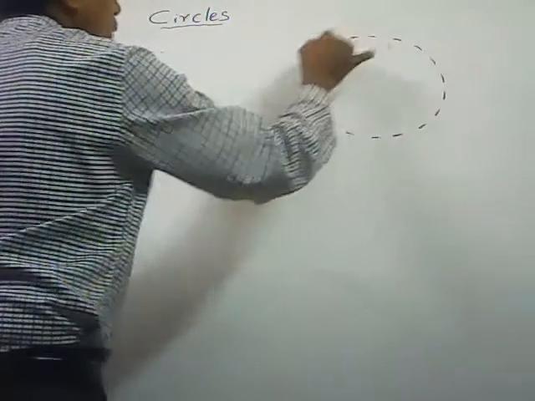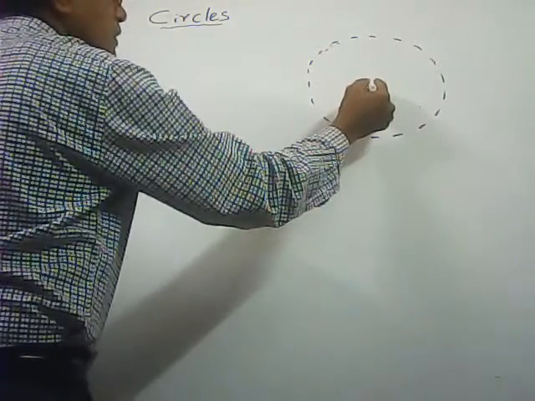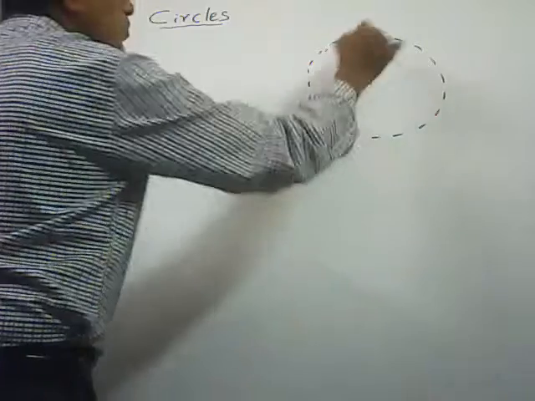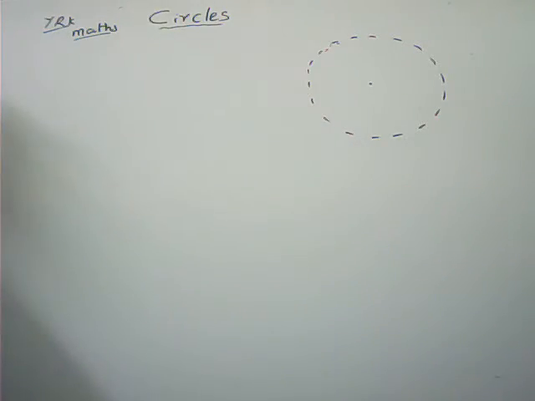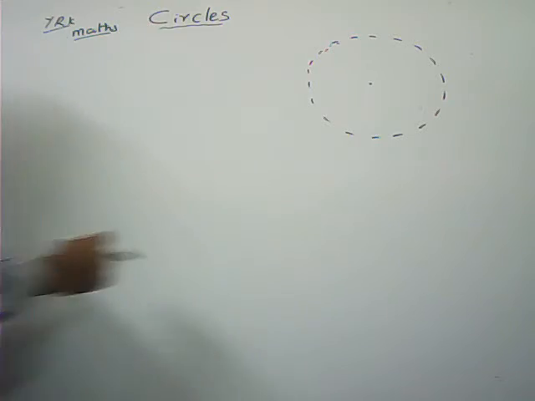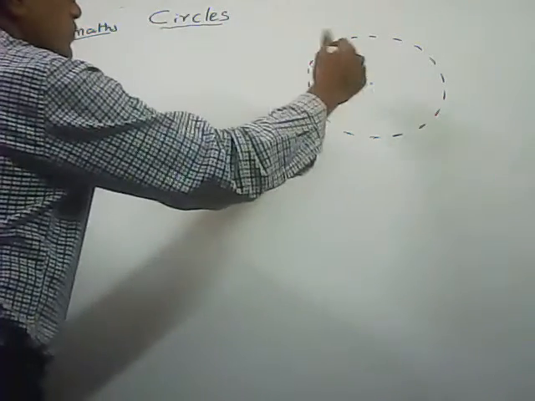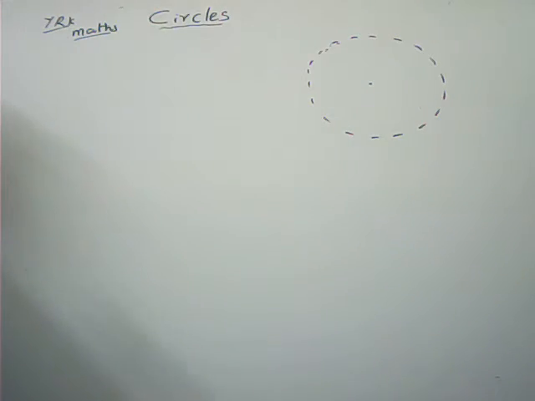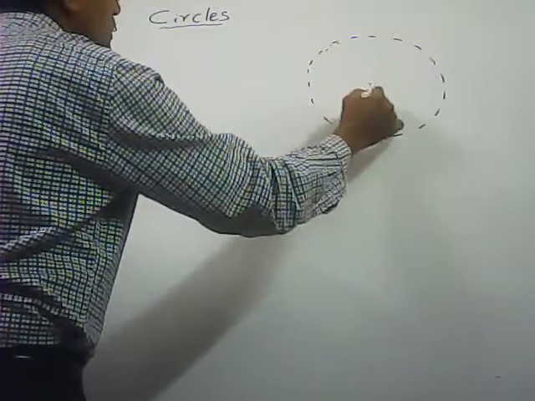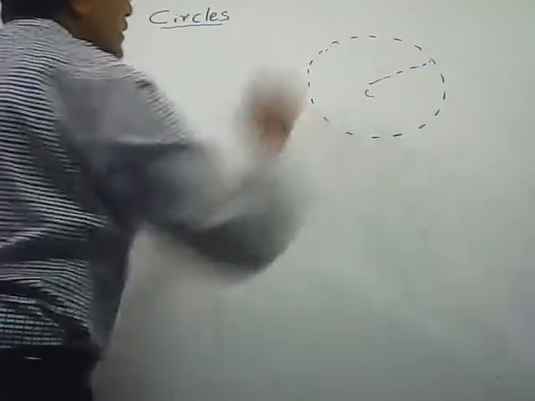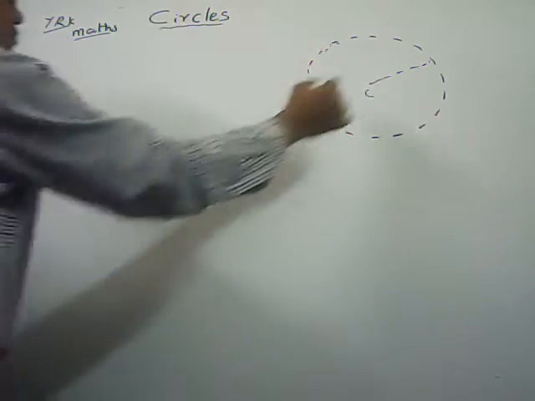The locus of the points which are equidistant from a fixed point forms a circle. The locus of points is nothing but a set of points only. Here, what is the locus? The set of points which satisfies a given condition. Here, what is the condition? All the points, every point, the set of points which are equidistant, that is the given condition, forms a circle. That fixed point we say is the center of the circle, and the constant distance we say is the radius.